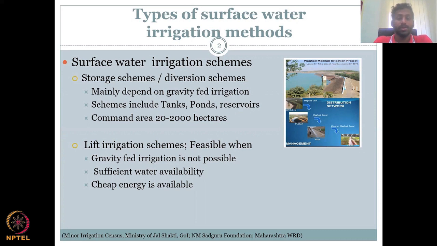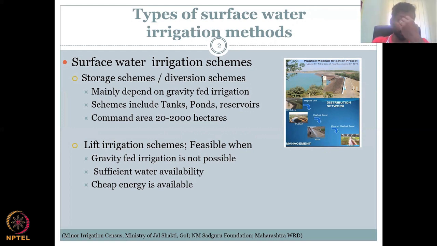The types. Surface water irrigation schemes are there. It is mostly run by the government, either the central government, if it is transboundary in nature, or the state governments. The storage schemes or diversion schemes are present. For example, you first have to store the water and then you divert the water using gravity-fed irrigation channels. So there are channels along which water is taken from the dam or the irrigation scheme and then supplied to different farms using gravity-fed irrigation.